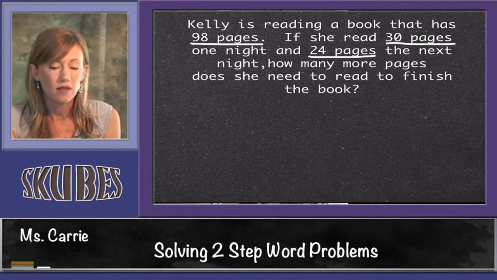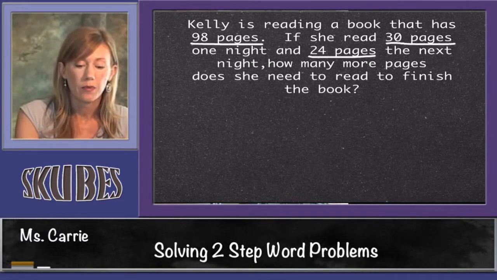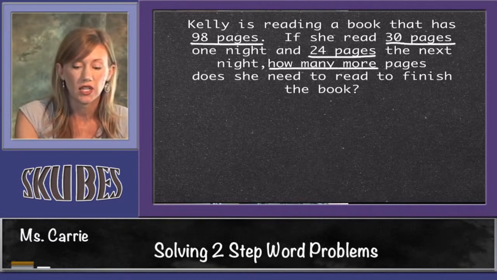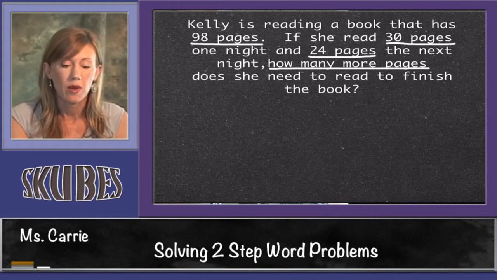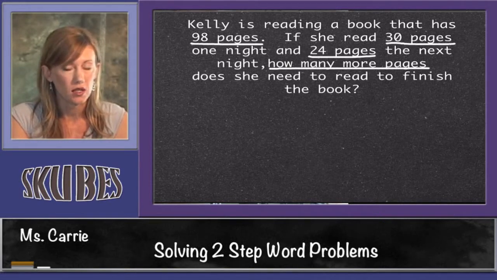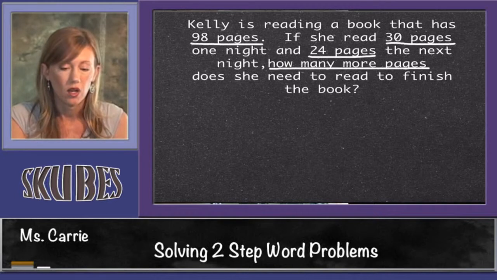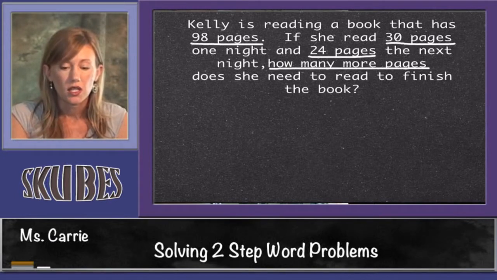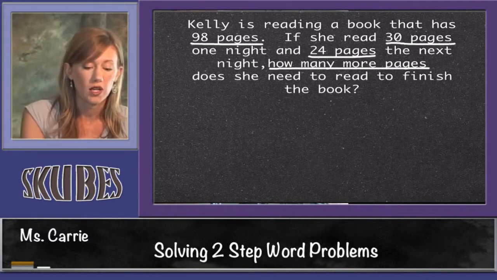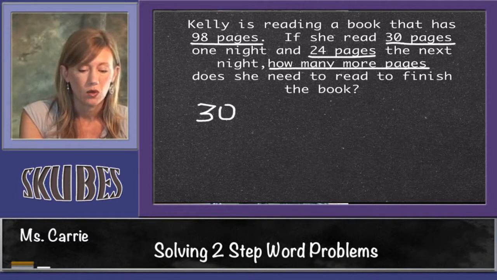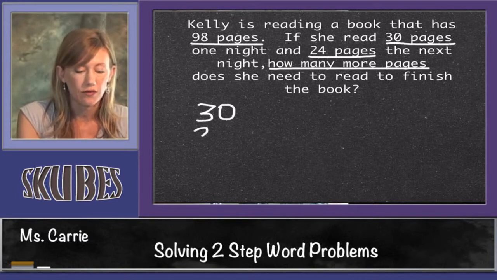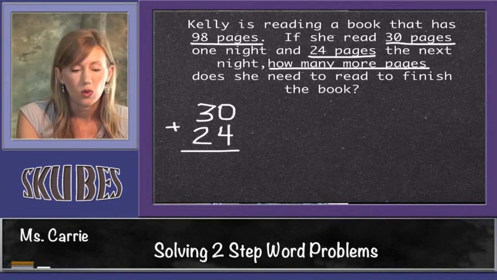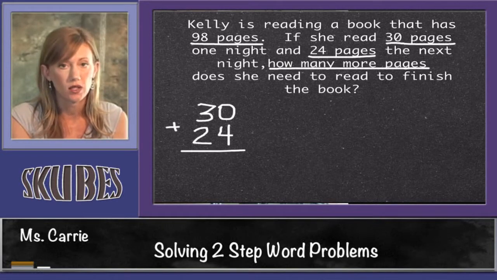What we need to know at the end of the problem is how many more pages she needs to finish the book. And remember, how many more always means minus. It always means we're going to have to subtract somewhere. Let's go back. The book has 98 pages. Let's find out how many she's read so far. We know that one night she read 30. We know another night she read 24. If we add these two numbers together, we'll know how many pages Kelly has read so far.